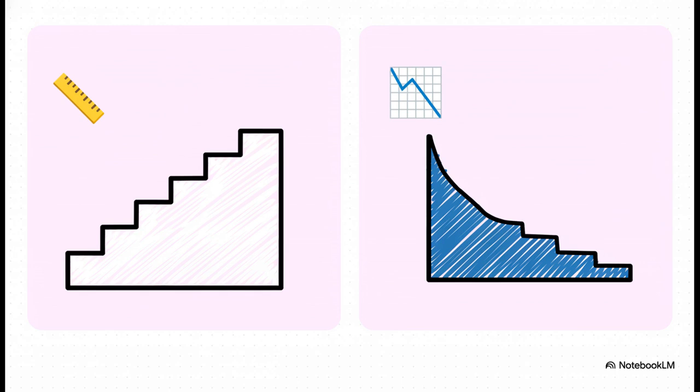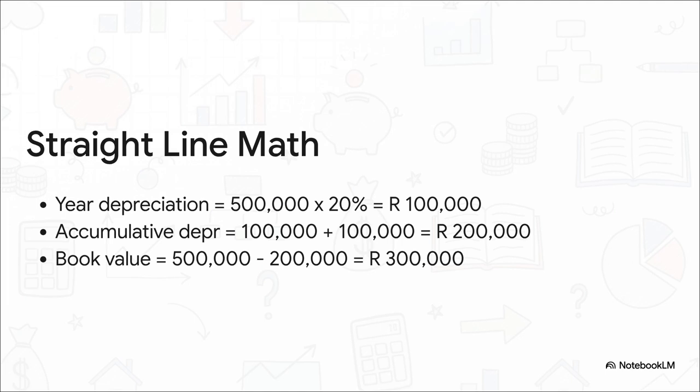Second, we have the reducing balance method. This one's a bit more dynamic. Here, the depreciation is calculated on the decreasing accumulated book value of the asset. So, as the equipment gets older and its value naturally drops, the chunk of depreciation you claim each year drops right along with it.